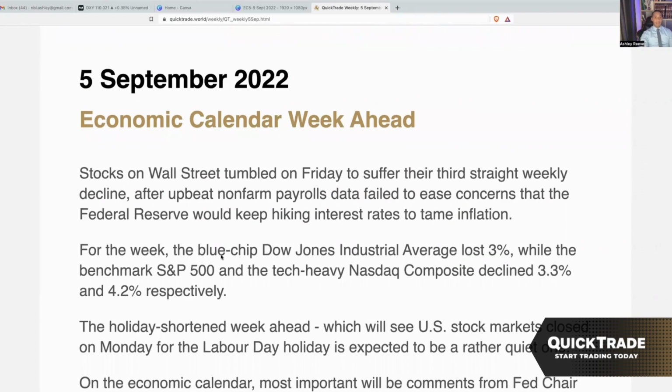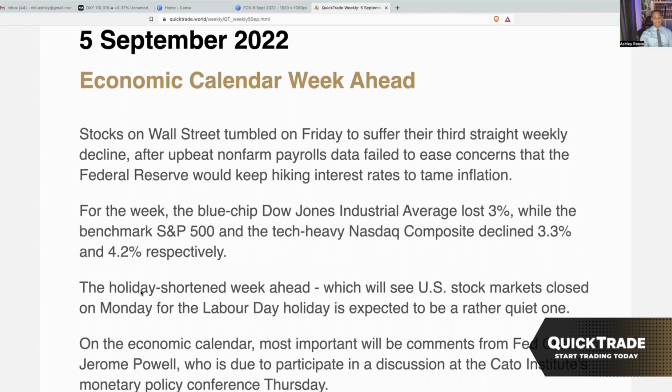For the week, the blue chip Dow Jones Industrial Average, that's last week, lost 3%, while the S&P lost 3.3% and the NASDAQ 4.2% respectively. So a very interesting one. Even gold managed to come down as predicted, as we said in our trading room, as well as Brent and WTI.